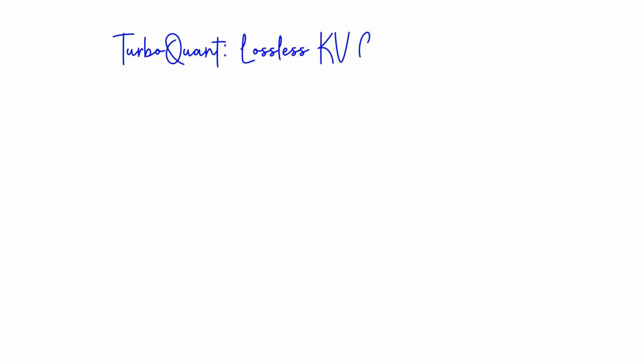Welcome to the ultimate deep dive into TurboQuant. If you have been tracking the AI space, you know models are evolving from 8K context windows to over 100K, and even up to 1 million tokens. But there is a silent killer lurking inside these massive language models, the key-value cache.